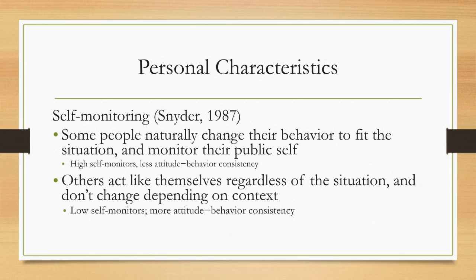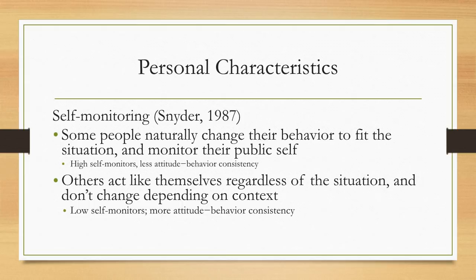The second factor in the attitude-behavior relationship is that of personal characteristics. So individuals will differ in the extent to which they display consistency between their attitudes and their behavior, right, like we were talking about before. So there are two moderating factors that influence that, and that's going to be your self-monitoring and direct experience, okay?